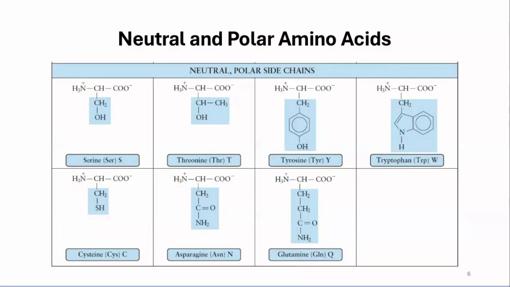And lastly, we have asparagine and glutamine. When we look at the functional group in the side chain, both of these last two amino acids have amide groups in the side chain. The only difference between asparagine and glutamine is the number of carbons in the side chain.